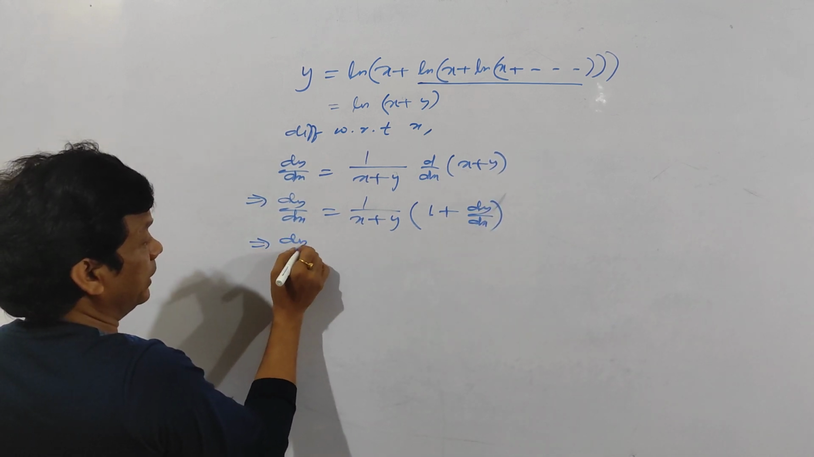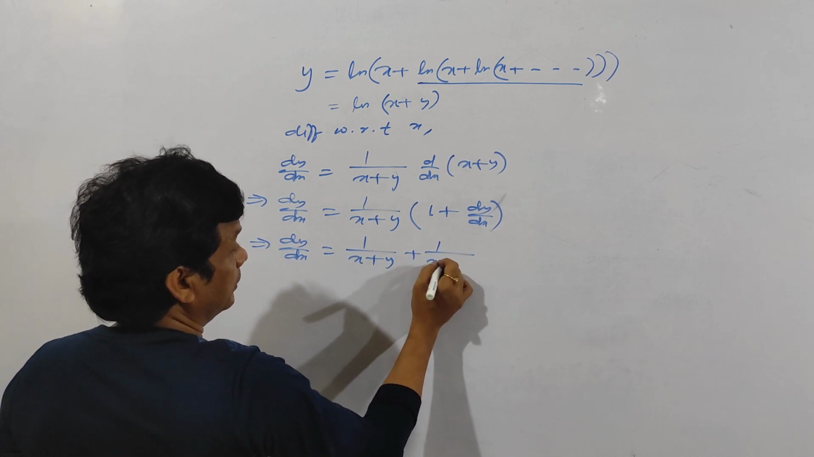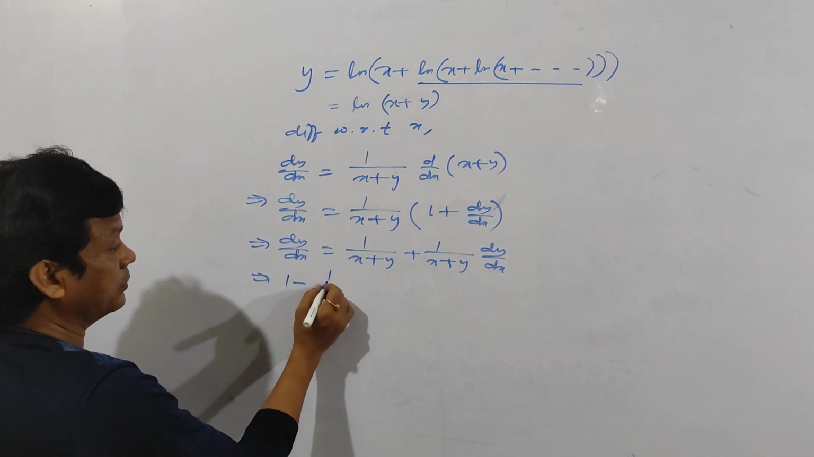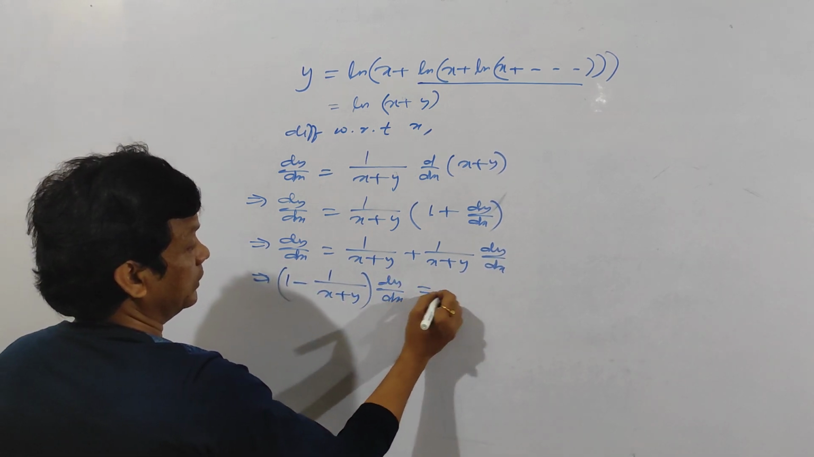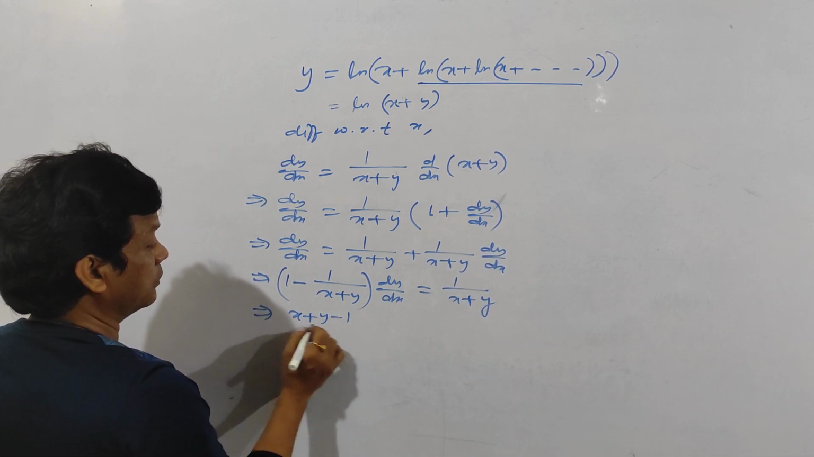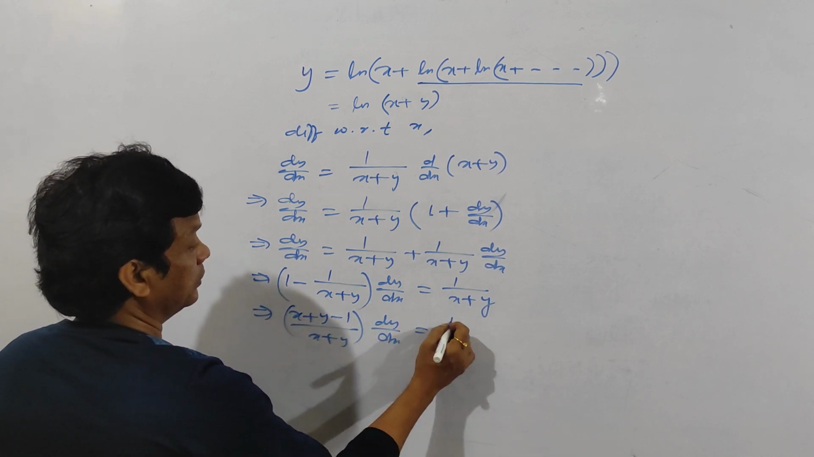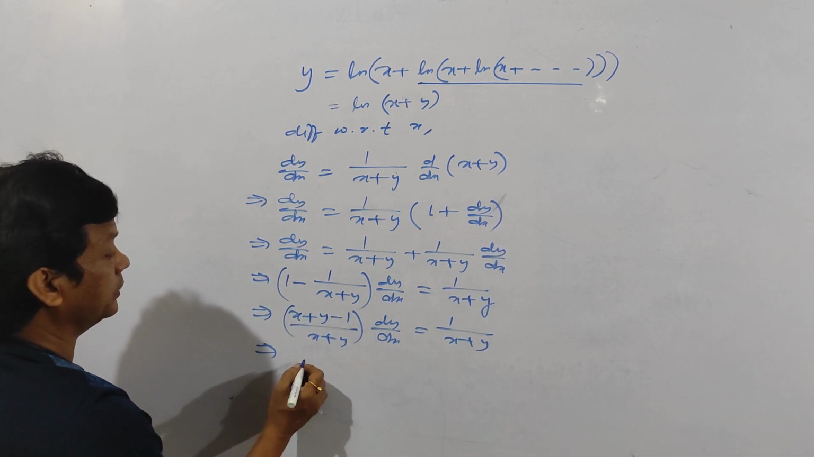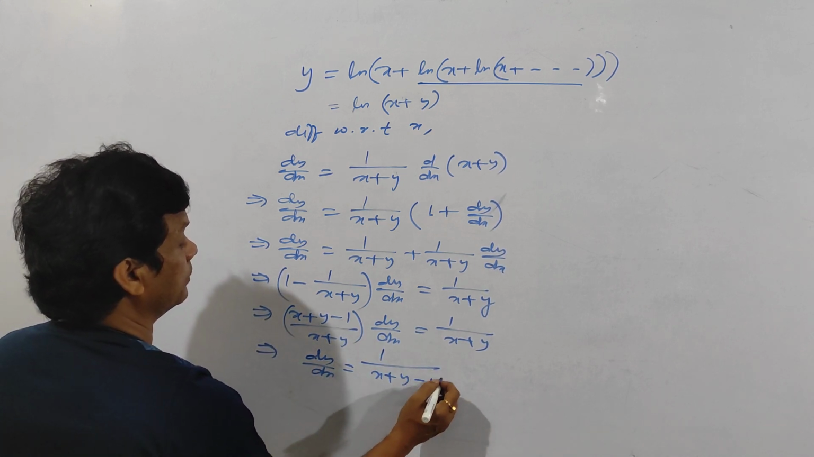Clear? So simply multiply: dy by dx is equal to 1 by (x plus y) plus 1 by (x plus y) into dy by dx. So take dy by dx to one side. (1 minus 1 by (x plus y)) into dy by dx. I am taking common 1 by (x plus y). So take the LCM. It will be (x plus y minus 1) by (x plus y) into dy by dx. It will be 1 by (x plus y). And from both the sides I am cancelling the term x plus y. So what is dy by dx? It is 1 by (x plus y minus 1). So this is your answer.